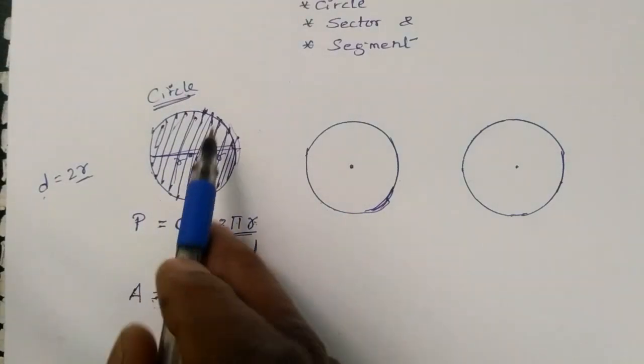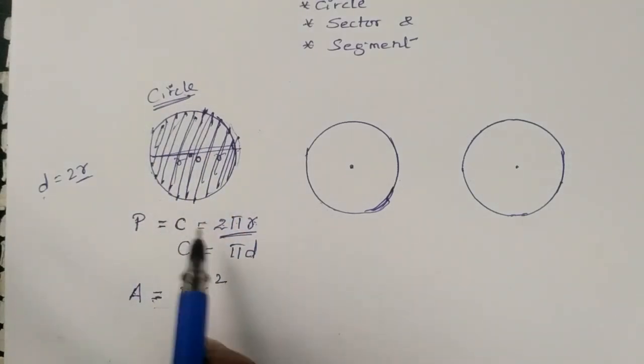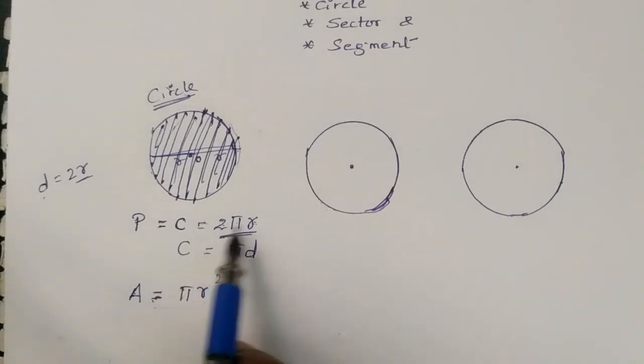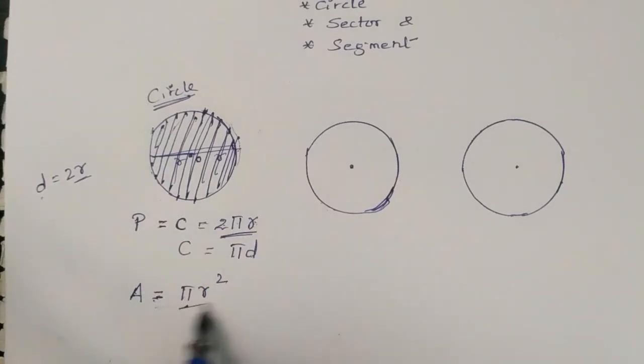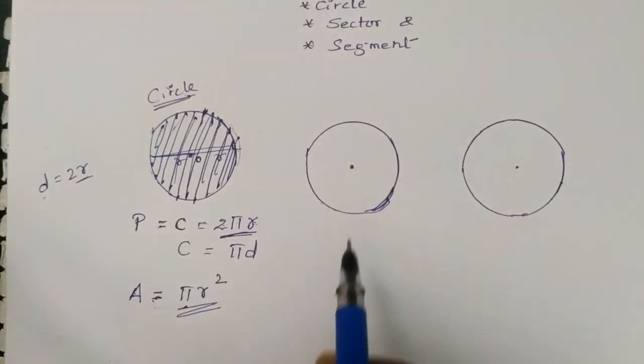Area is equal to pi r square. To find this total region, we use the formula pi r square. So these two are very important formulas: one is circumference, 2 pi r, the other is area, pi r square. These two are the basic formulas in the circle chapter.